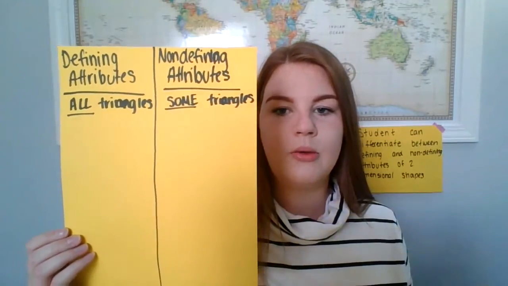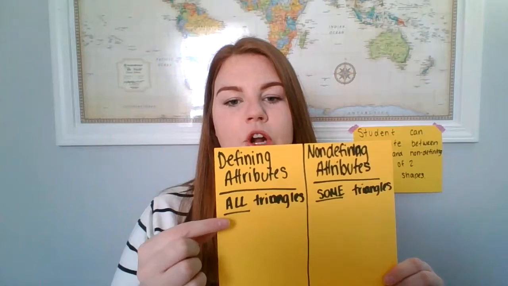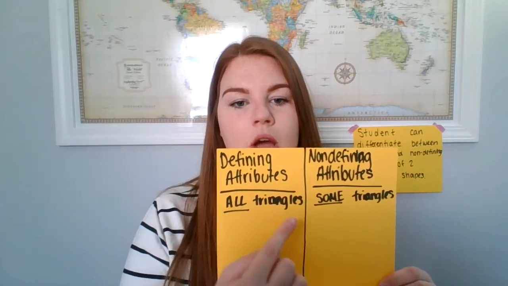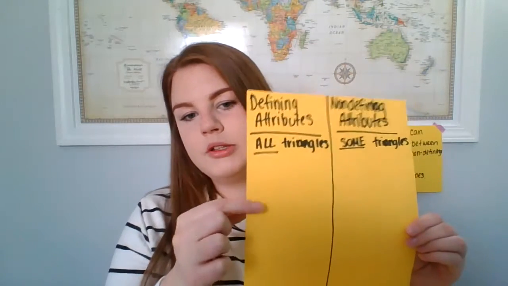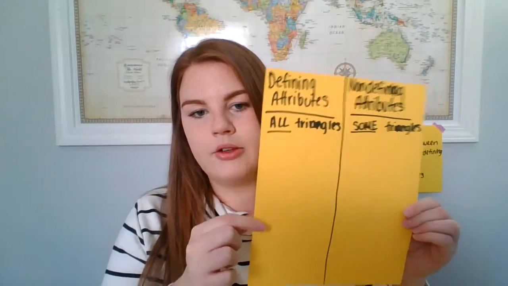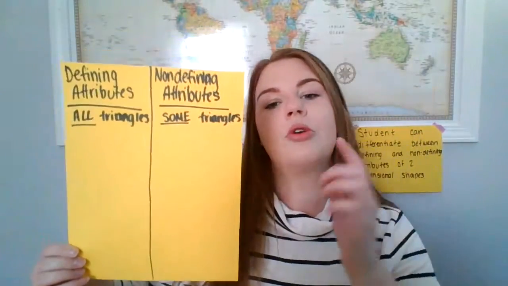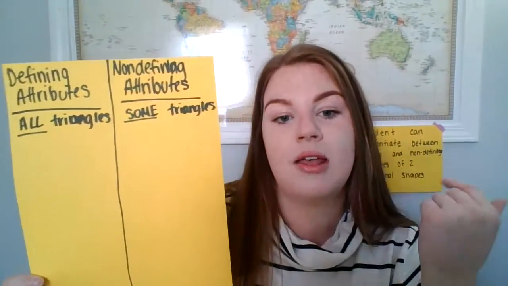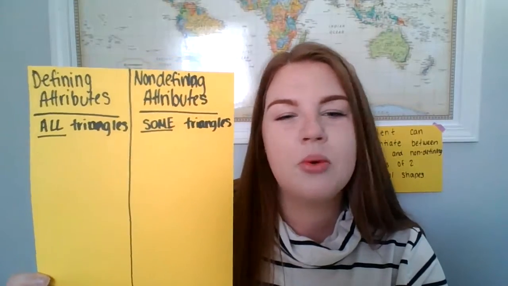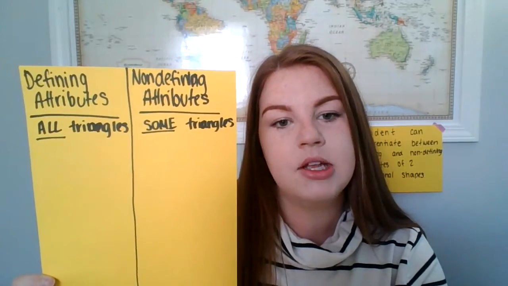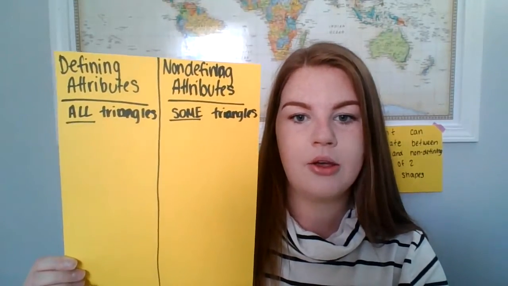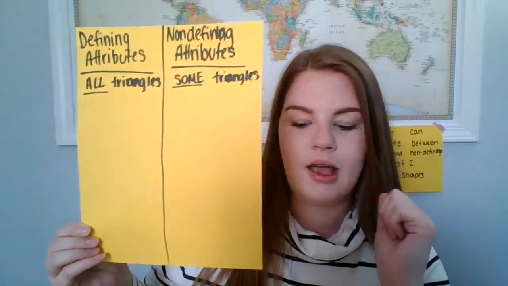So you can see on one side, Miss Lumsden wrote the defining attributes. And I started the sentence with all triangles. And we're going to write down what we think all triangles need to have. Those are the defining attributes of a triangle. And then on this side, we're going to write what some triangles might have, but they don't need to have it in order to be a triangle. And we will fill out that side as well.